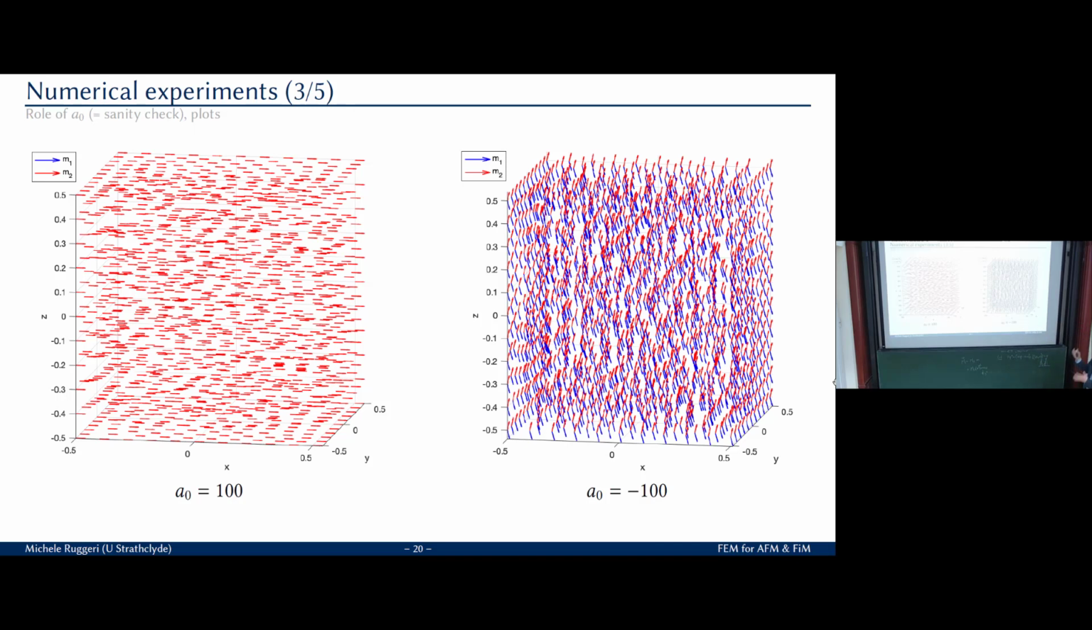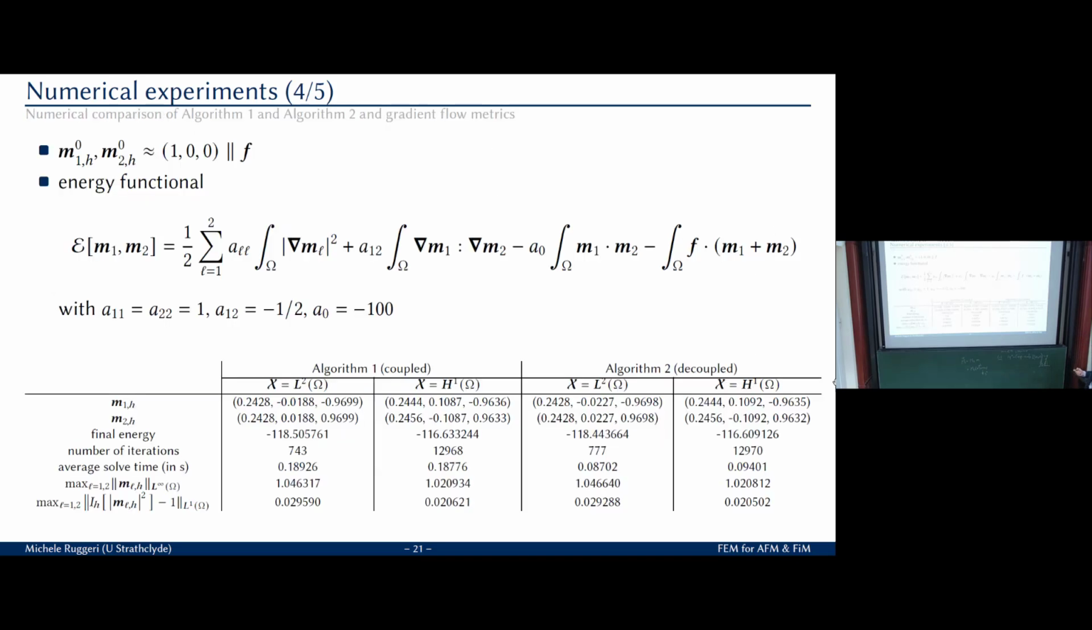Okay, so to me it was a good result in terms of functionality of the algorithm. Okay, this is what I would expect. Say, the second experiment. So here I would like to compare the two algorithms. So algorithm 1, the coupled one, and algorithm 2, the decoupled one. And for both, I will consider an L2 metric and an H1 metric in the gradient flow.